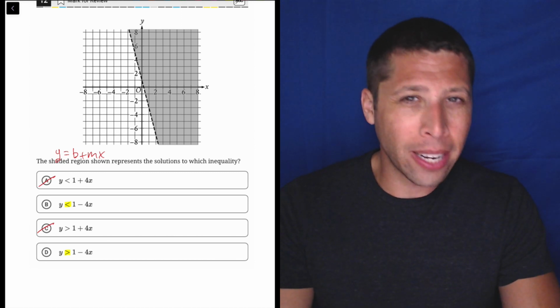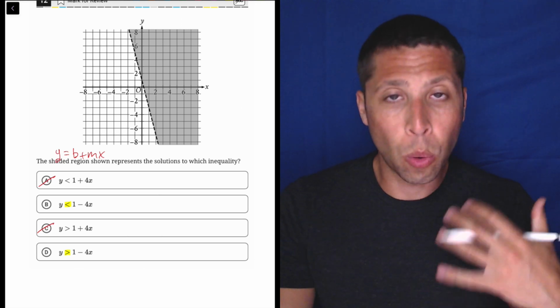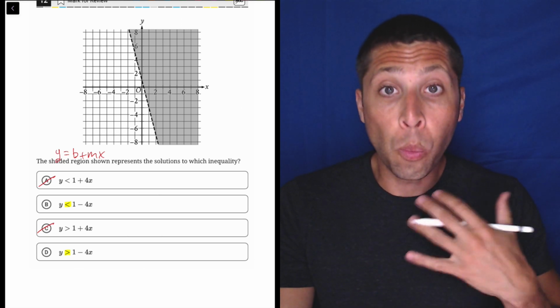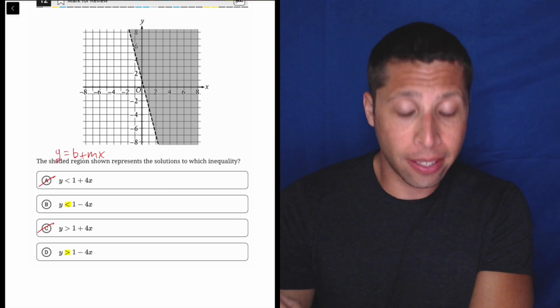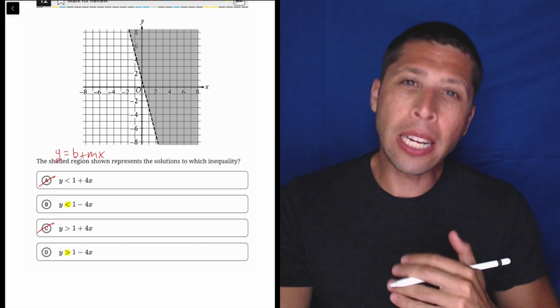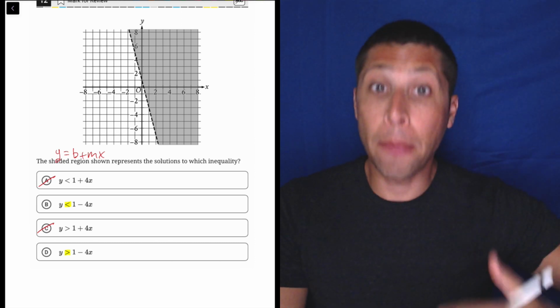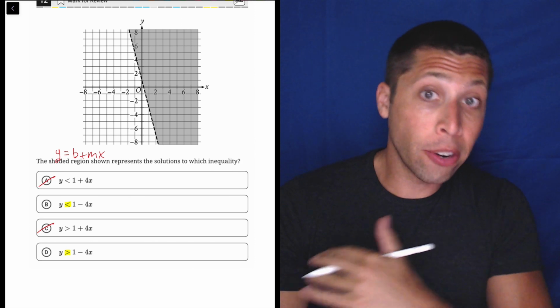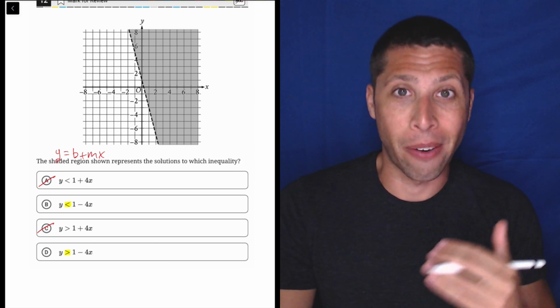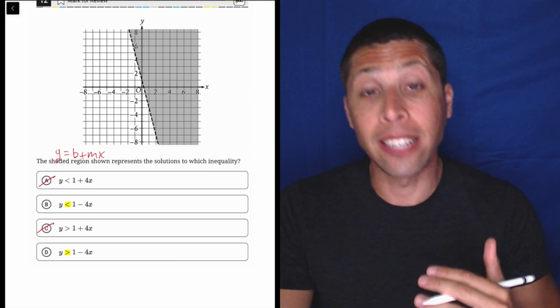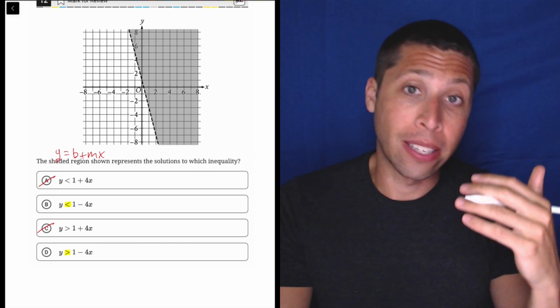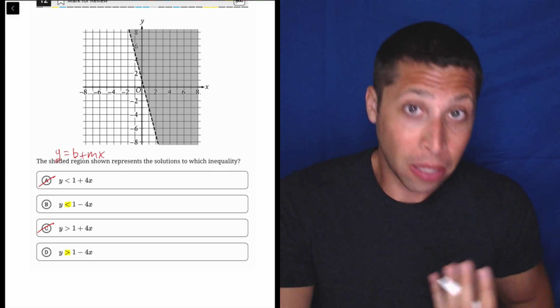But the better way to think about it is if we have an inequality that's graphed and the y is by itself, totally by itself, like it is here, then just think about ups and downs, right? Y is an up and down coordinate. So greater than or less than are really easy for us to think about, right? If it's greater than the line, it's going to be above the line. And if it's less than, it's going to be below it.